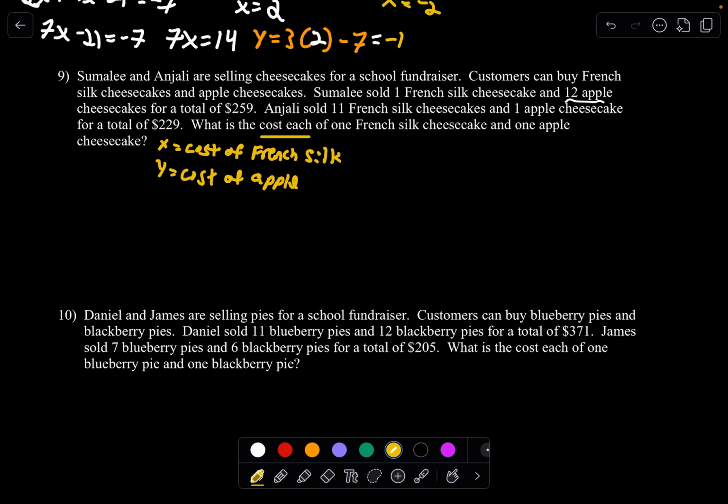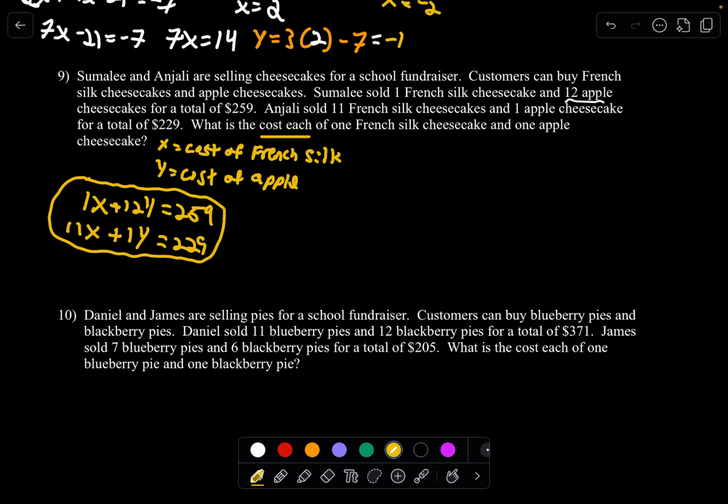Okay. So similarly sold one French silk, so that's 1x, and 12 apple, that's plus 12y, for a total of $259. Angelique sold 11 French silk plus 1 apple cheesecake for a total of $229. So all those words whittle down to this system. Now it's just a process of solving that system of equations, and you can solve it any way you want.